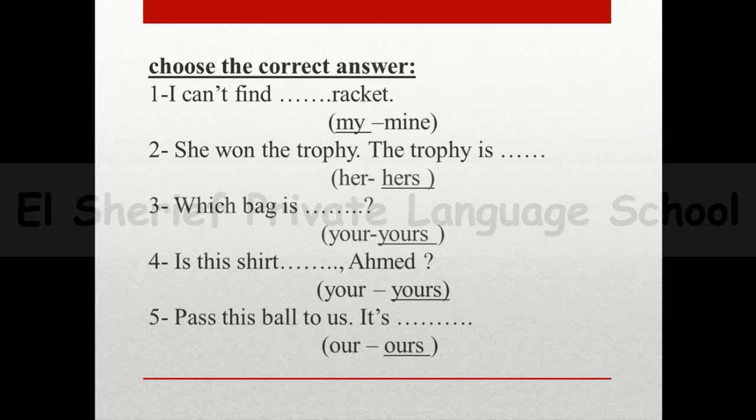Amazing. Is this shirt your or yours? Ahmed. Now I'm calling somebody. I'm here calling Ahmed. I'm asking him, is this shirt yours? As I didn't put anything or any noun after yours. Amazing. Number 5, pass this ball to us. To us. It's excellent. And this is the end of the sentence, and I didn't put any noun after it, so I'll use ours.